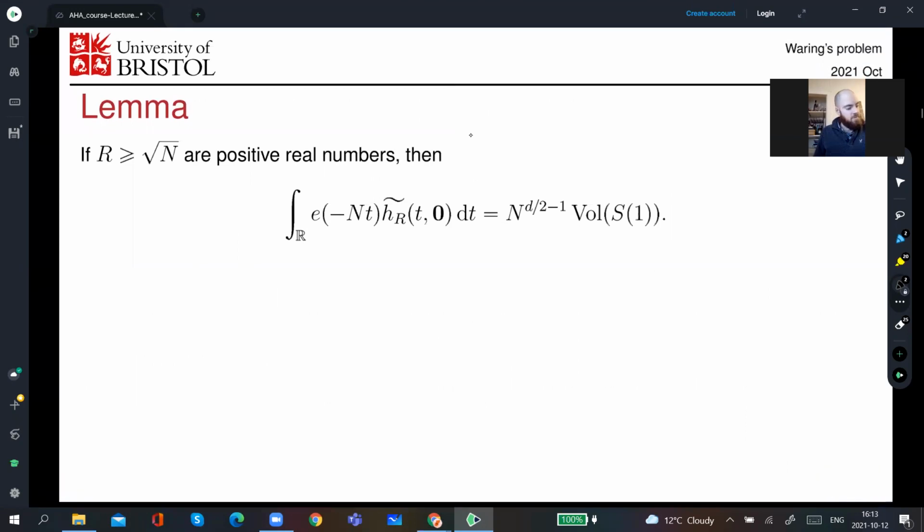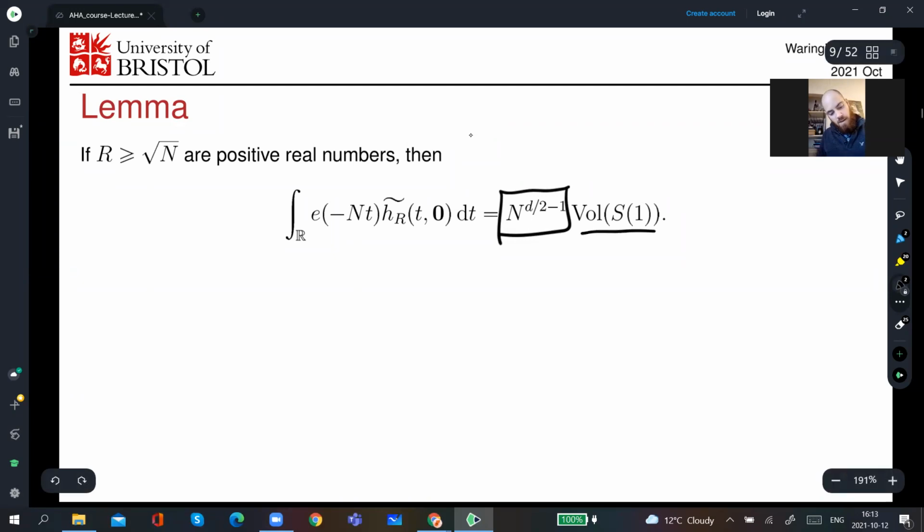Okay, so what's our main lemma? Our main lemma is the following. That oscillatory integral is actually the right order of magnitude in terms of n to the d over 2 minus 1 times the volume of the sphere of radius 1. And I'll make precise what I mean by volume on this thing in a bit. So how do we do this? Well, the first factor, the n to the d over 2 minus 1, is just going to come about by changes of variables.